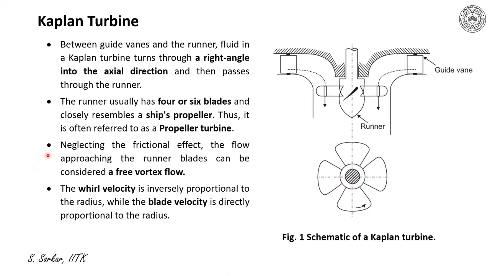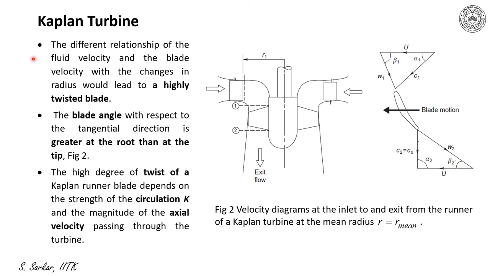Neglecting the frictional effect, the flow approaching the runner can be considered as a free vortex. Thus, the whirl velocity is inversely proportional to the radius, while the blade velocity is directly proportional to the radius. So C theta at inlet would be proportional to 1 by R, and U, the blade speed, would be proportional to R. The different relationship of the fluid velocity and the blade velocity with changes in radius would lead to a highly twisted blade for a Kaplan turbine.